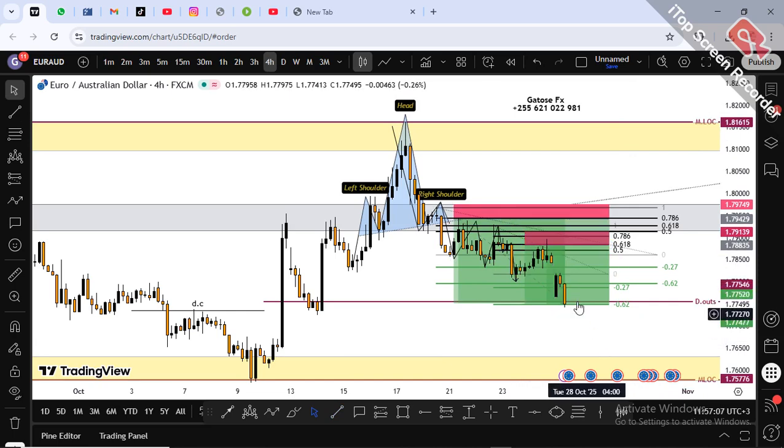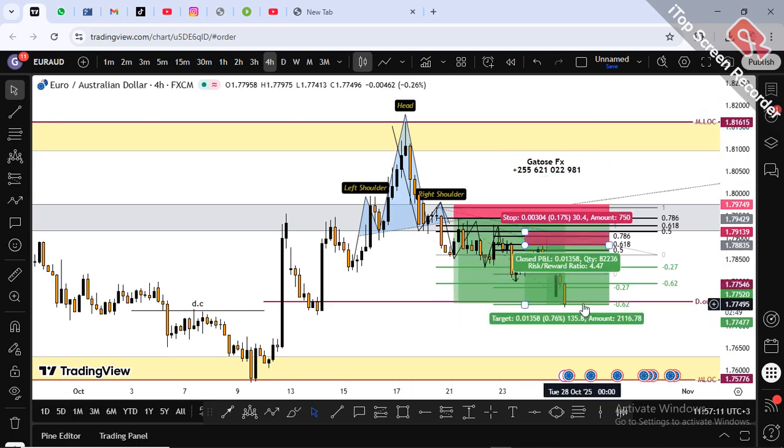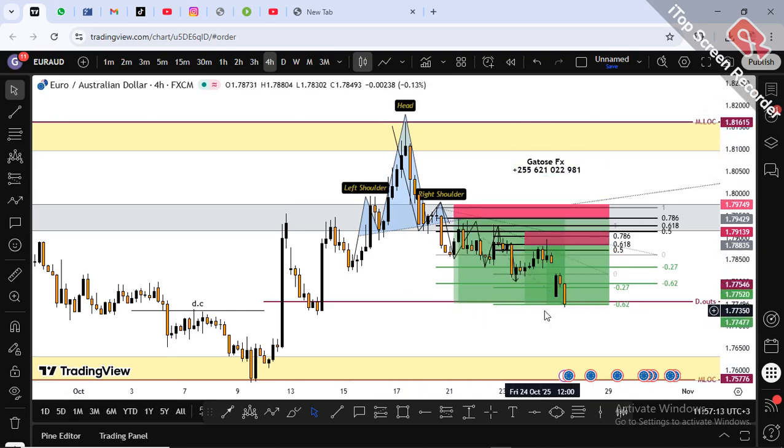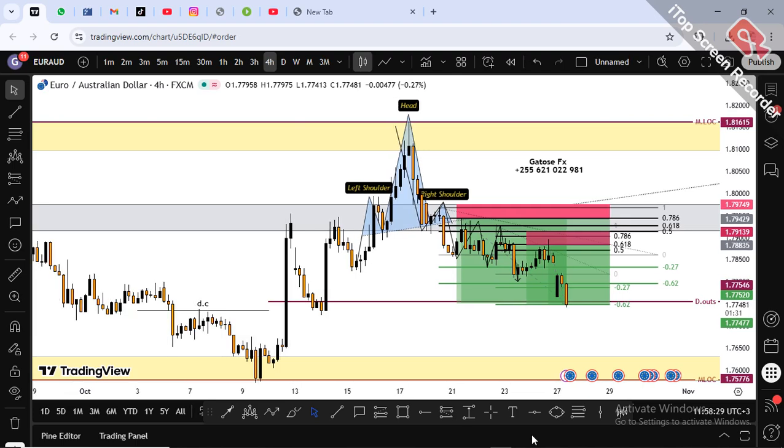And now it is Monday. You see, this price has just gotten into take profit, as it was being anticipated. This is Getos FX. So there it is. This is a very beautiful week. The week is just starting.